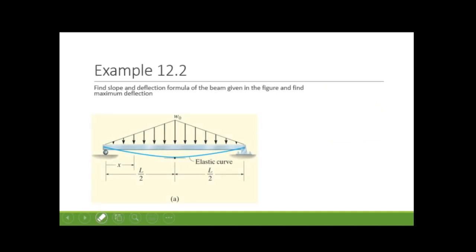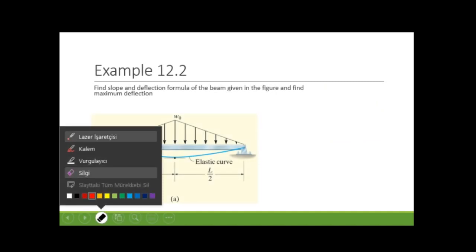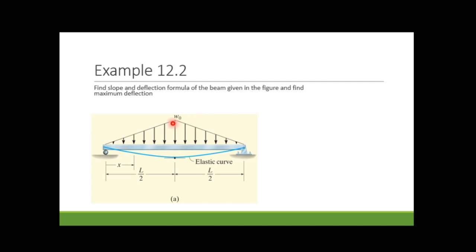I want to start with example 2. In example 2 we have a kind of two triangular load, but the function is not continuous; from 0 to L over 2 and from L over 2 to L, the omega function is different. In the question, the slope and deflection formula is given in the figure, and we need to find the maximum deflection.